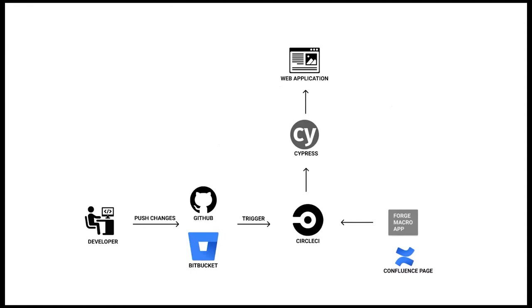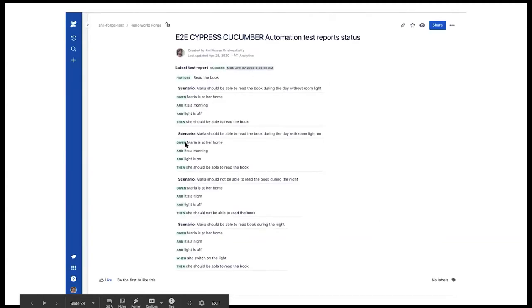The one thing I was talking about is building automation. That's where it started. I started hating the marketplace app, which was not fulfilling our dream of getting really good insights. Developers were pushing their changes on GitHub or Bitbucket, and our CI/CD platform was running automation tests. With a Forge app, I can display the results on my Confluence page. Let's take a look. This is the result from running an automation test on one of my sample applications.